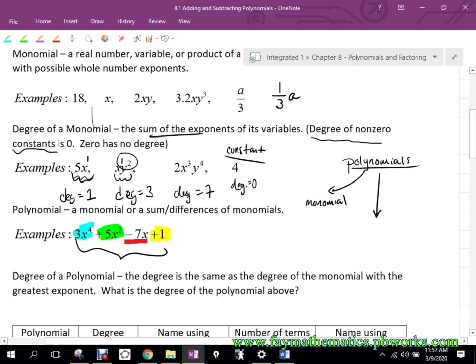Two terms would be better classified as a, what do you think? What's the prefix? Mono is the prefix for one. What's the prefix for two? Okay, bi. So this would be binomial.